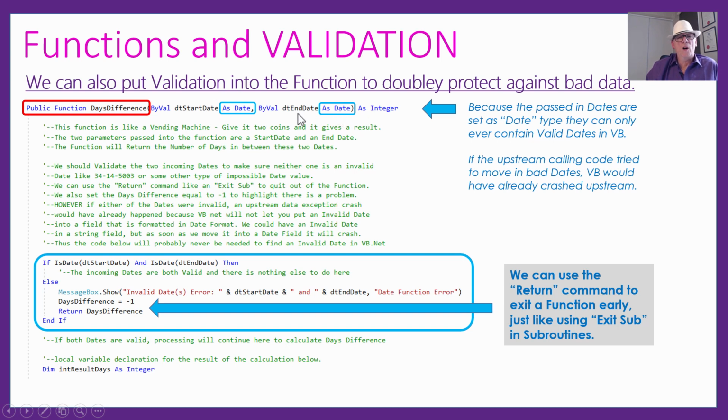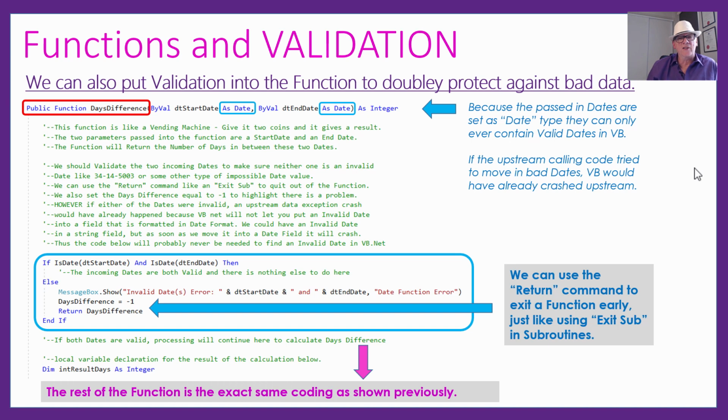So what would happen was that upstream, if you tried to put something here to call a function, it would crash out at that stage, okay? So the upstream calling code, if that tried to put, you know, 34 for the 14th, 2020 in here, it would crash out before it even got down to the function here, all right? So that code's not actually needed, but we thought we'd show you that because you might need it in other situations to validate something coming in.